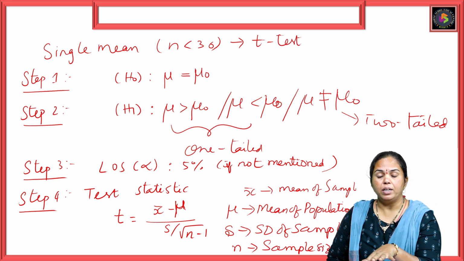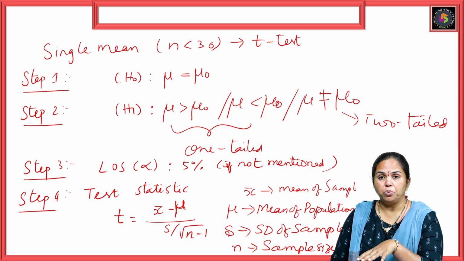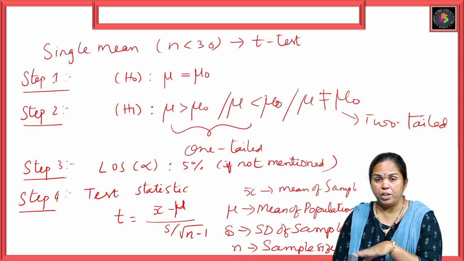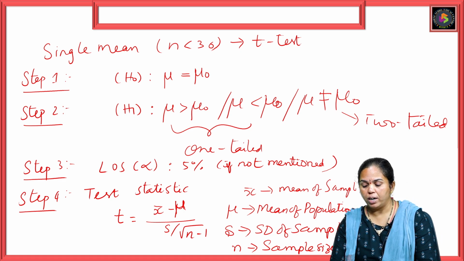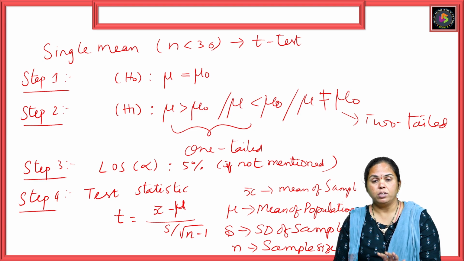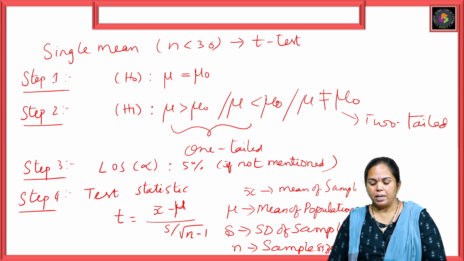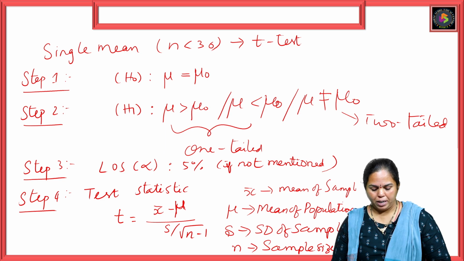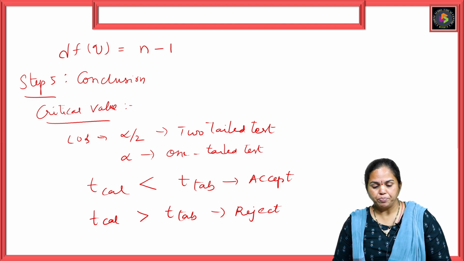And here, step 1, null hypothesis H0: mu equal to mu naught. Step 2, depending on the problem, it may be any one of the tails. Step 3, level of significance alpha. If it is not mentioned, we consider it as 5%. Step 4, test statistic t equal to x bar minus mu by s by root of n minus 1. And here one more concept called degree of freedom nu, that is n minus 1.